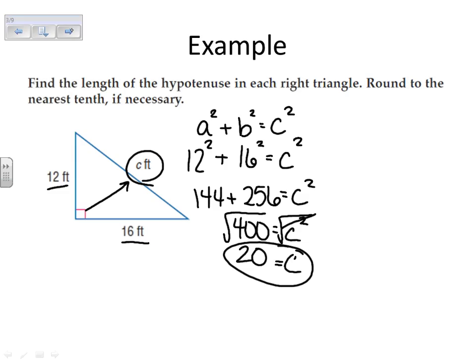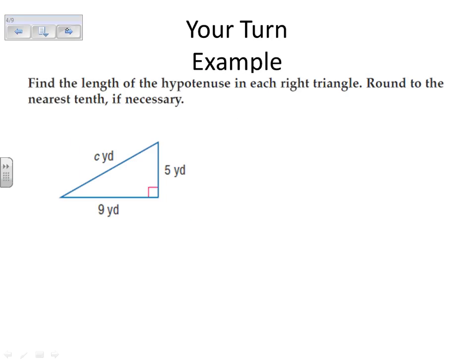Our hypotenuse is 20. Okay, here's your turn. I want you to try this one as best you can, and when you're ready for the answer, go ahead and replay me. Okay, so we're looking for the hypotenuse, which is across from the right angle.